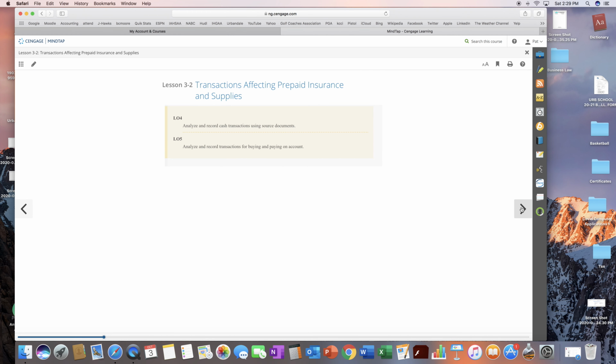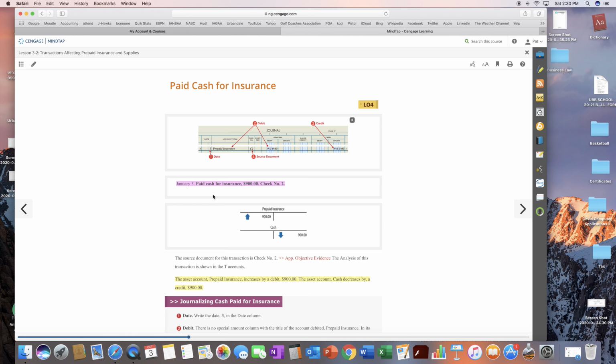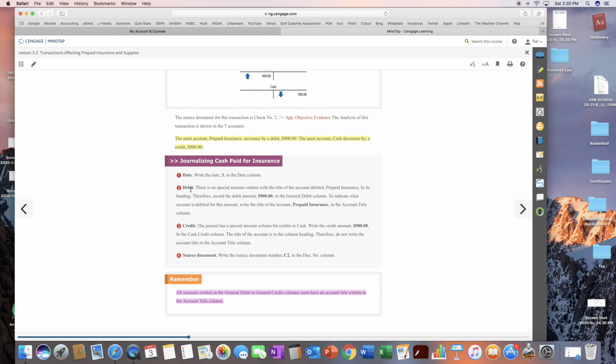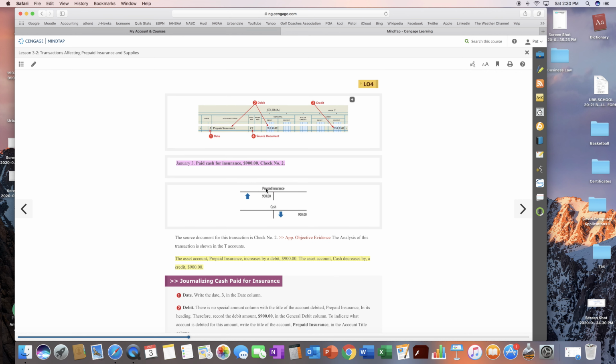So we'll move. This is the learning objectives dealing with the prepaid insurance and supplies transactions. So the first transaction, we're dealing with the multi-column journal. The special amount columns are here. The account title we write for whatever's in the journal. And so this transaction says pay cash for insurance, $900, check number 2. We have the 4 steps: date, what's debited, credited, and what's in the account title. The T account here shows what is being debited and credited.